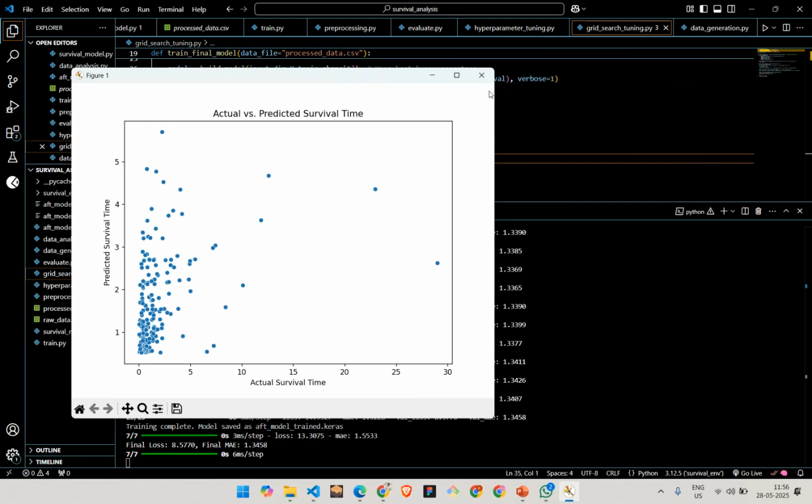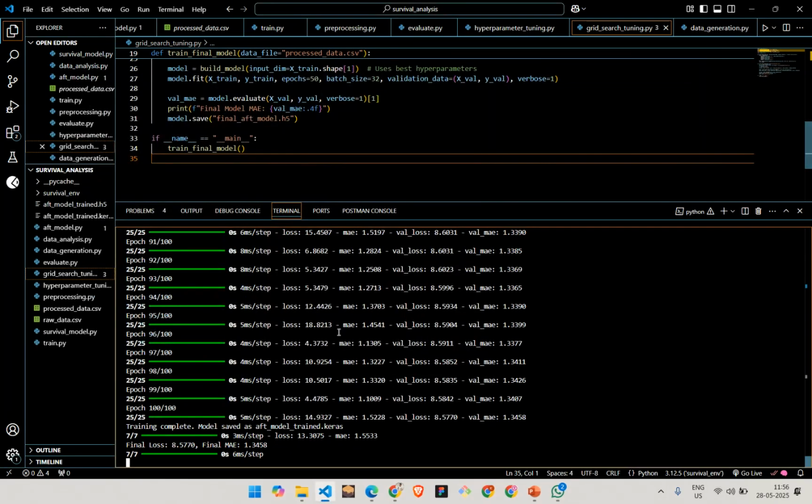And here is the predicted survival time. We can also get output for a single person if we provide all their reports and enough data to train our model and work in a good manner. So this is it.